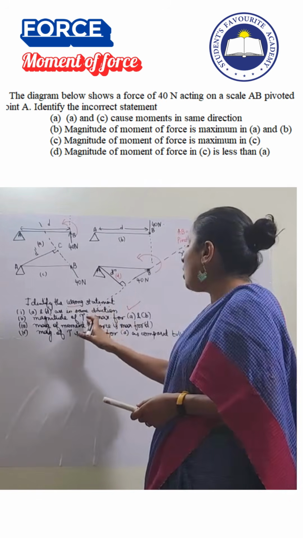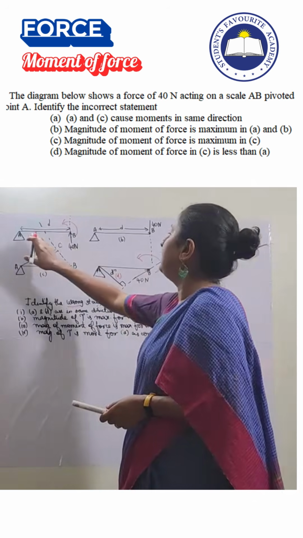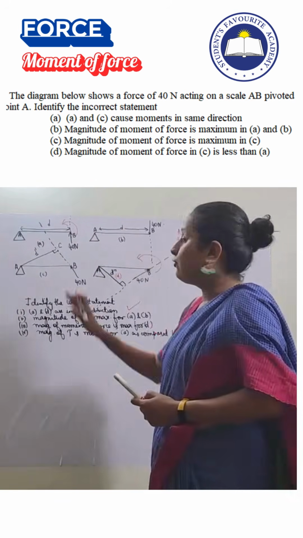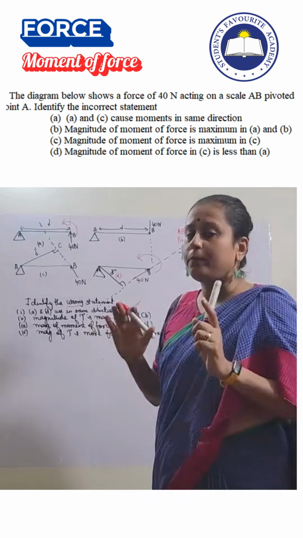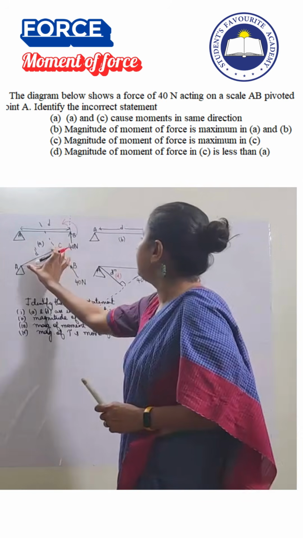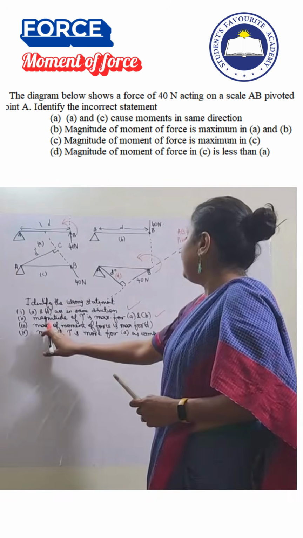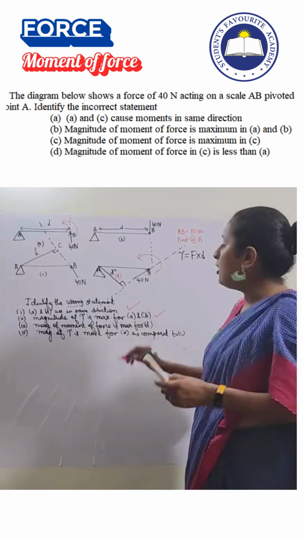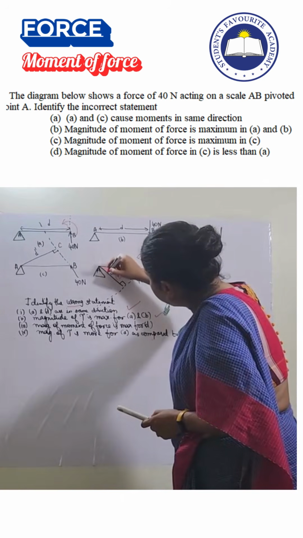Magnitude of torque is maximum for A and B. That's correct because this length D is the largest. For both these cases, directions are opposite but magnitude is maximum for both of them because here the D gets smaller. Magnitude of moment of force is maximum for D. It's not because this is the D.